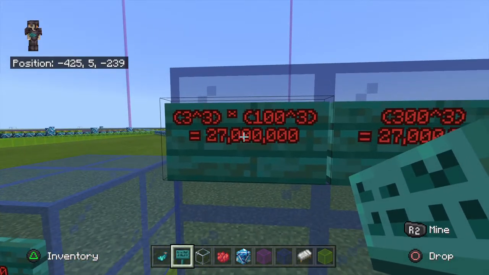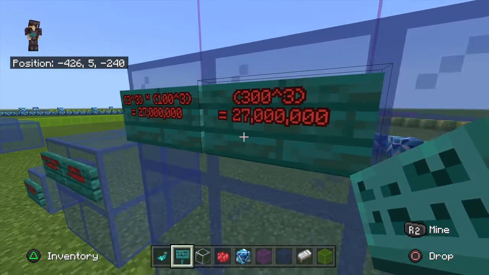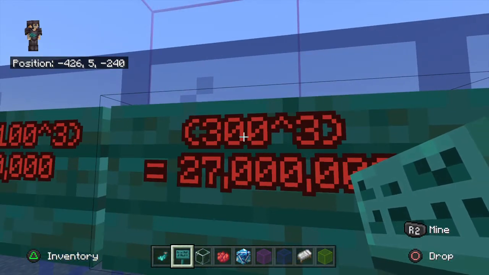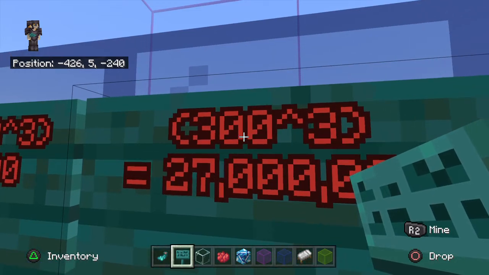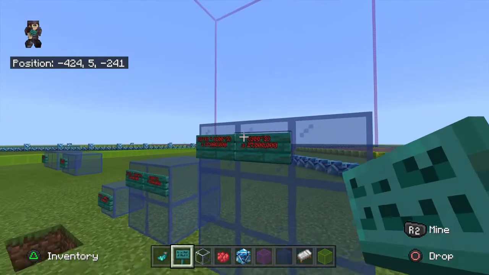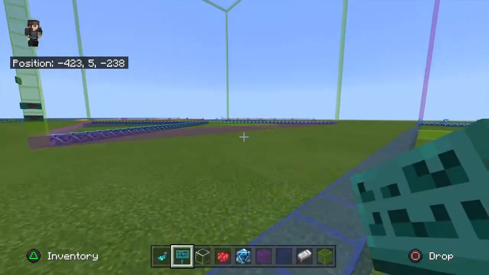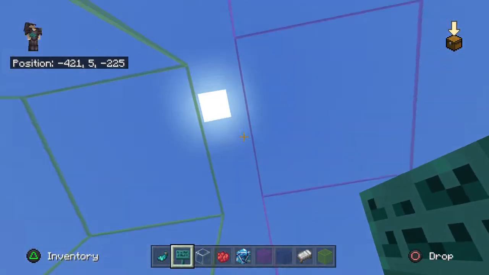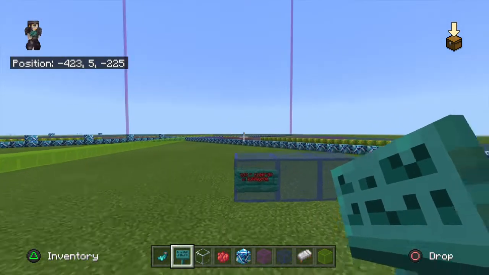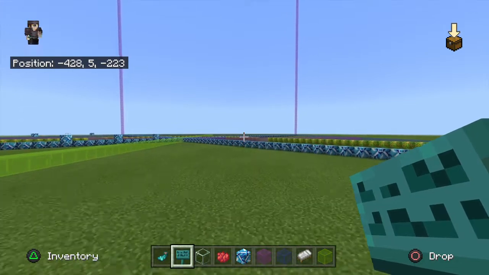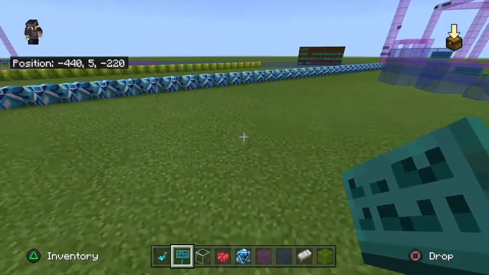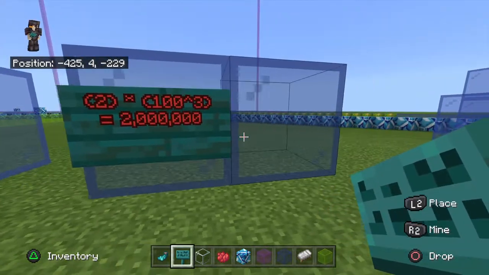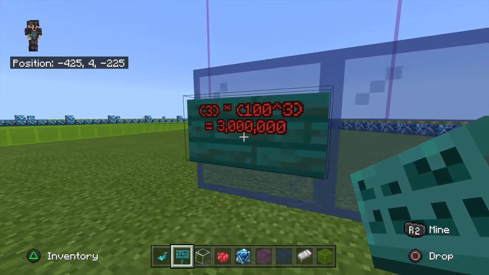And then 3 cubed times 100 cubed is 27 million, which is just 300 cubed. It's talking about the edge length of a wall, which would take 300 centimeters going out, 300 centimeters going up, and 300 centimeters going that way. But this is how we're using the cubic formula currently.